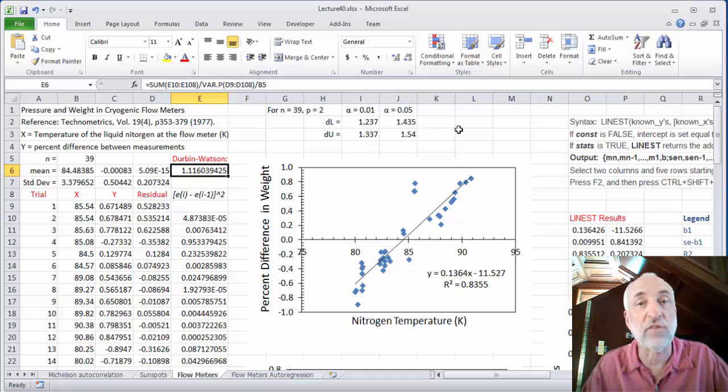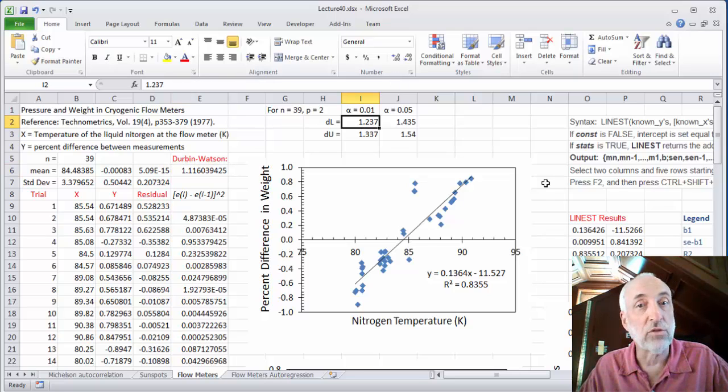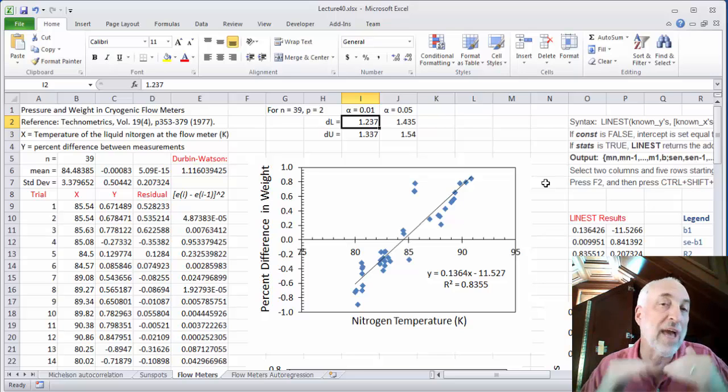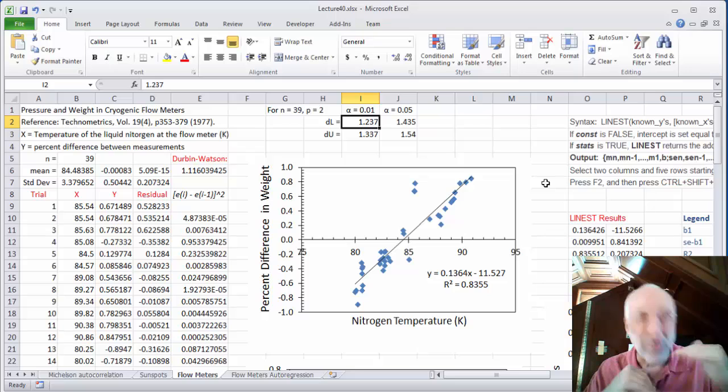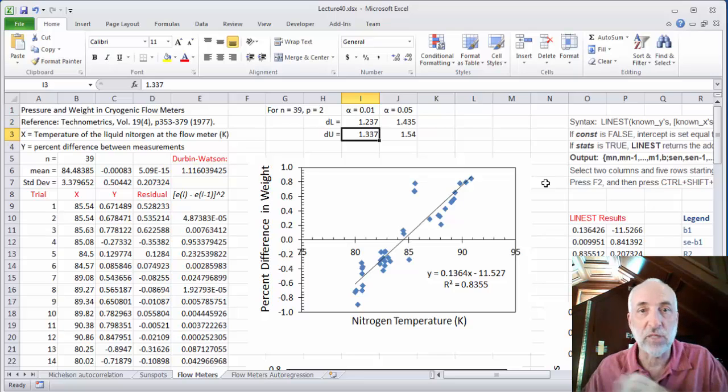In the tables that I've put on the website for the class, you can look up some critical values. For example, here are critical values based on alpha of 0.01. Now recall that we don't have an exact critical value. Instead, we have a range of critical values, a lower and upper limit. The lower limit here is 1.237. The upper limit is 1.337 for an alpha of 0.01, and for this number of data points and this number of parameters in the model. All of those things affect the critical values.